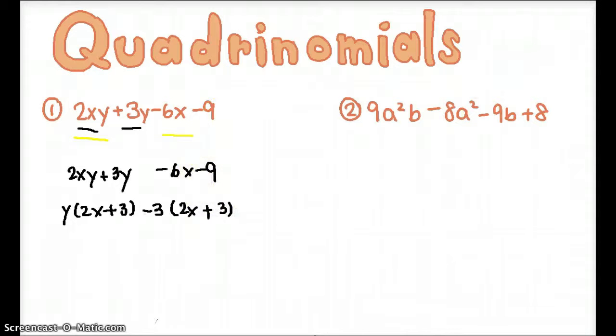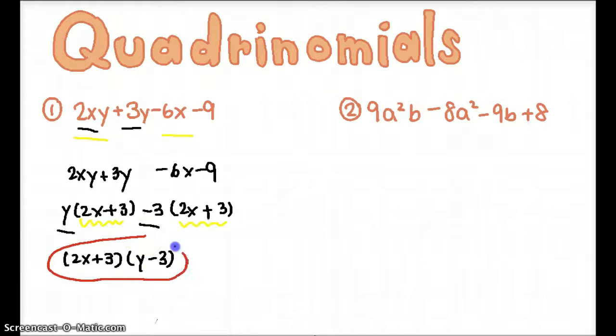And here we can see that this 2x plus 3 and then 2x plus 3 is exactly the same. And what we're going to do here is group these two together again and write 2x plus 3, and take these two values and write y minus 3. So that would be our answer.